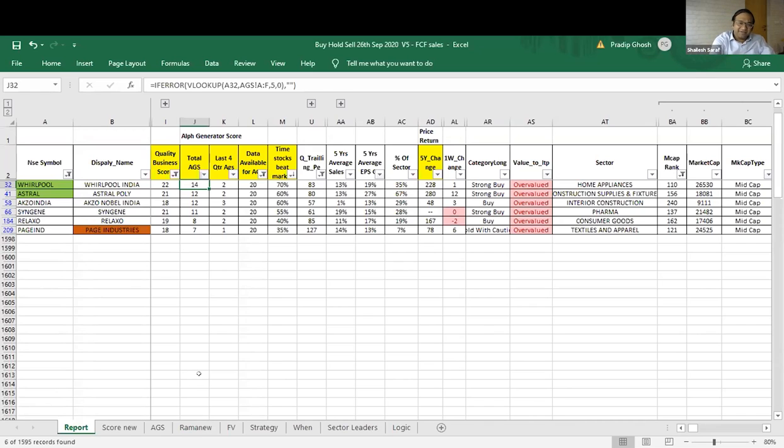Yes, sir, understood perfectly. So basically, you know that Whirlpool is a great company, 22 out of 22. That means it is continuously growing, and 70% of the time it beats Nifty also. That means I should be invested in Whirlpool.